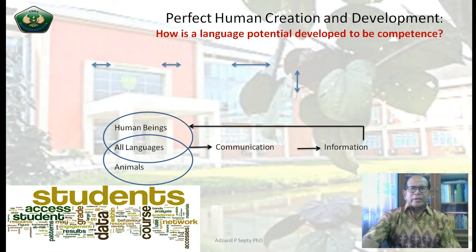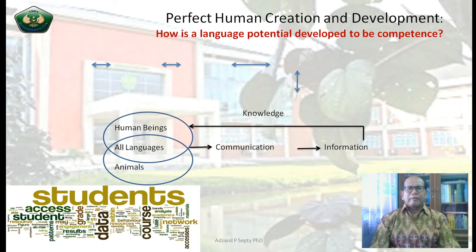What is the information for? Information is very important for us to gain knowledge. We will not get knowledge if we get no information. So how do we get information? Through communication, spoken or written. And what means do we use to communicate? Of course, language again. So everybody has been given potential in all languages.